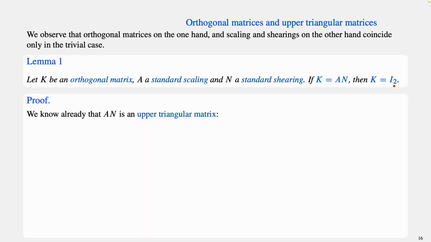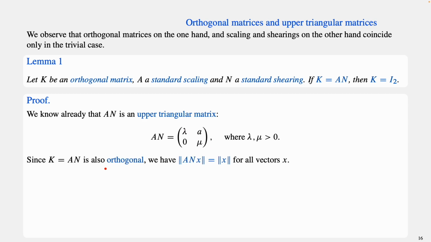Let's prove this. So we know from what we just saw on the previous slide that AN is upper triangular. So AN is some matrix of this form here with positive diagonal entries, because we assumed A to be a standard scaling and its diagonal entries are positive.